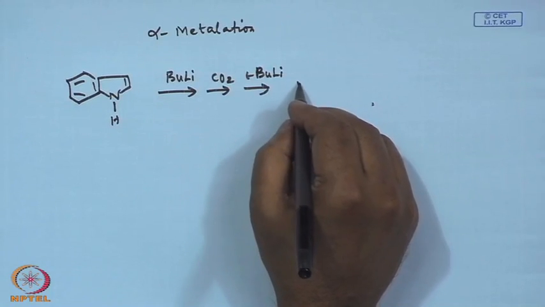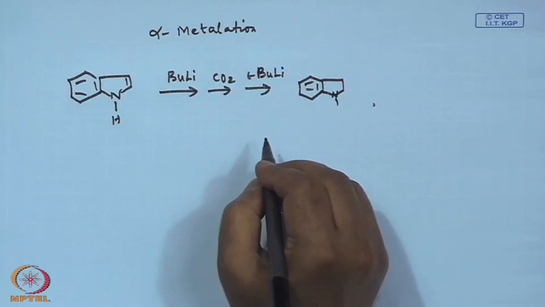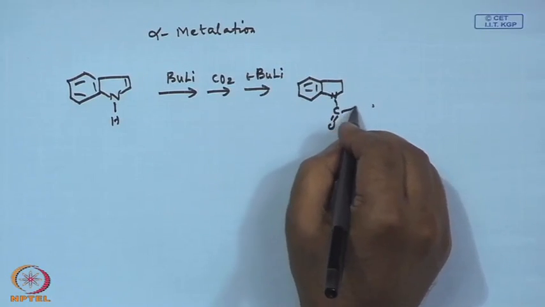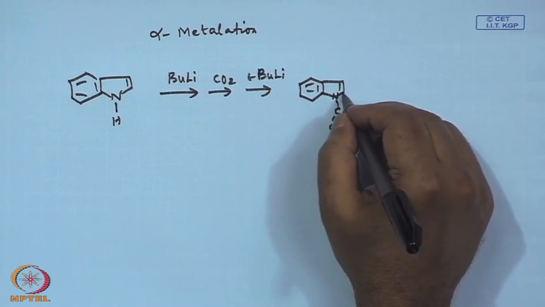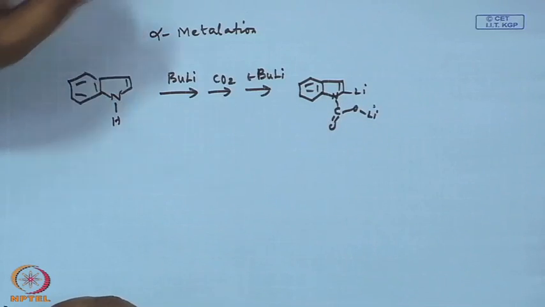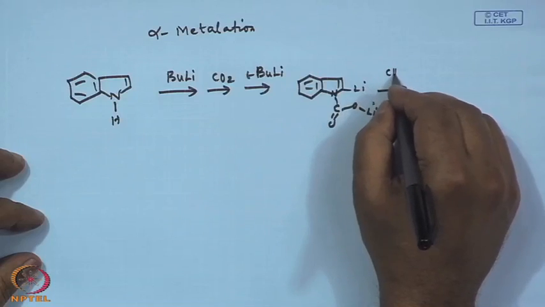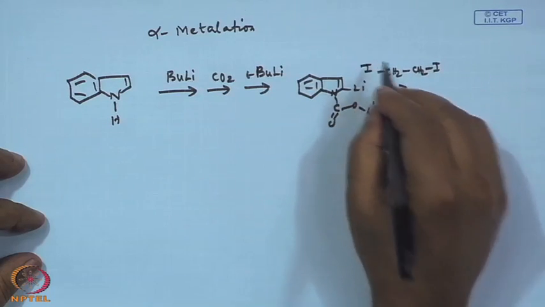First one would remove NH to convert this into carboxylic salt. What next? It will actually lithiate the alpha positions. This is the trick. That means basically that heteroatom induces the alpha lithiations, and if you treat this with, let us say, diiodoethylene.